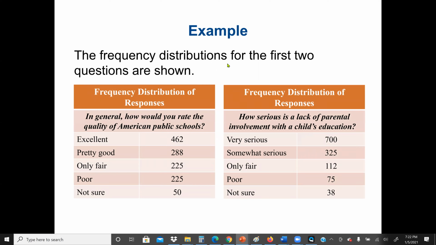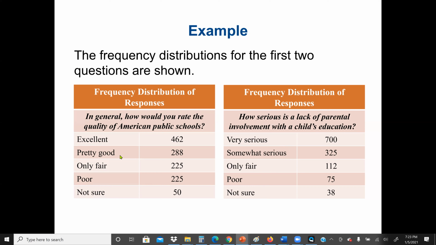So the frequency distributions for the first two questions are shown here. Here we have the frequency distribution of responses. In general, how would you rate the quality of American public schools? We have excellent. So this is our classes. Our classes will be excellent, pretty good, only fair, poor, not sure. Then another frequency table we have here is: how serious is the lack of parental involvement with a child's education? Very serious, somewhat serious, only fair, poor, not sure.